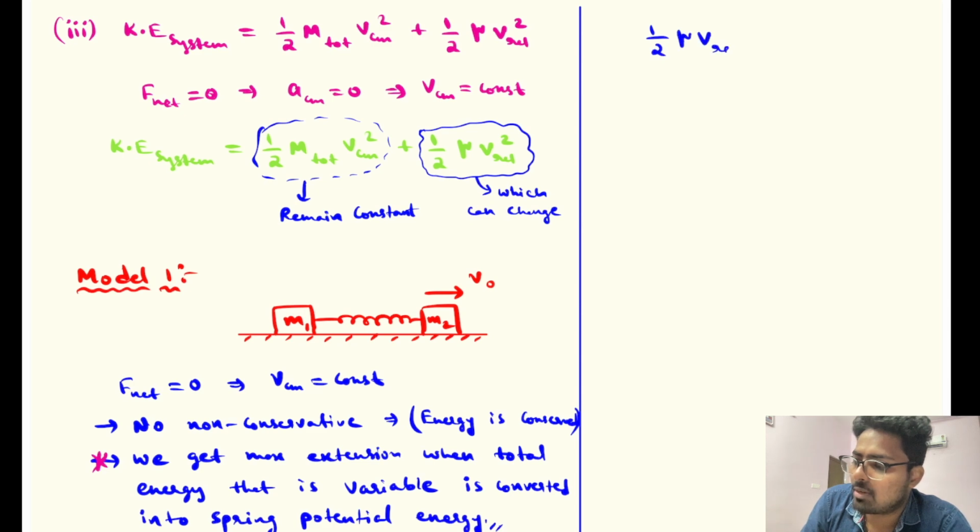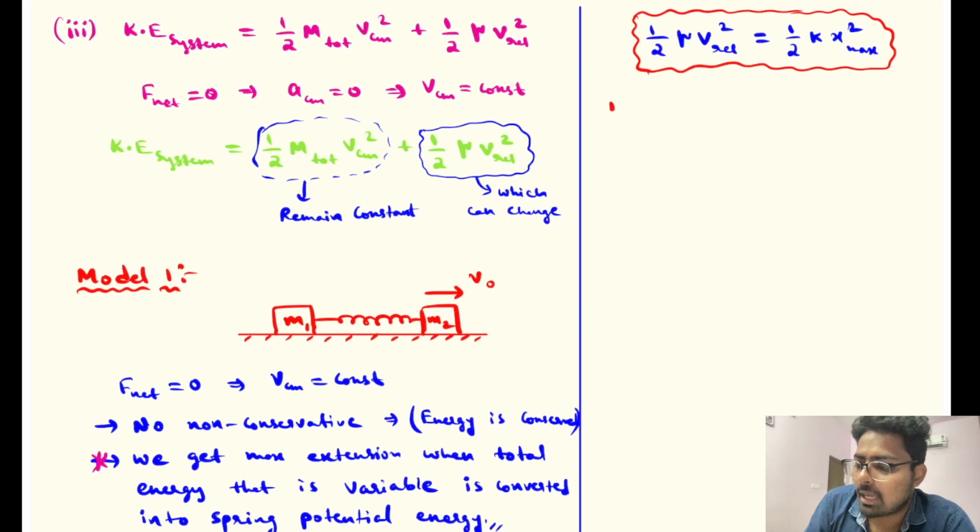Half mu V relative square. Now this entire thing should be converted into what? This entire thing should be converted into spring potential energy. So that means half K x max square. So from here you are going to get the maximum extension in the spring.